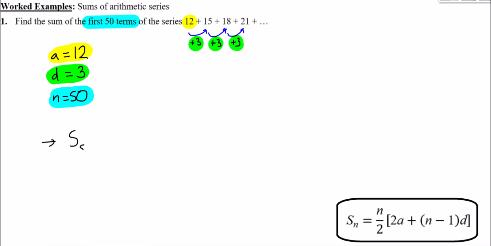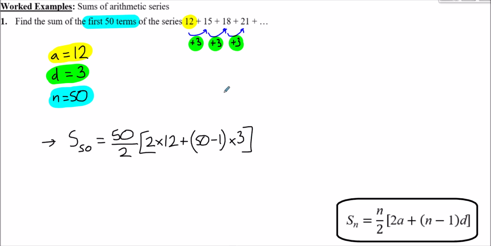So therefore the sum of the first 50 is going to be n over 2, so that's 50 over 2, multiplied by 2 times the first term, so that's 2 times 12. Then we're going to add n minus 1, which is going to be 50 minus 1, multiplied by the common difference, which is 3. So all I've done here is we've just plugged in these terms. So d is 3, a is 12, and the number of terms, n, is 50.